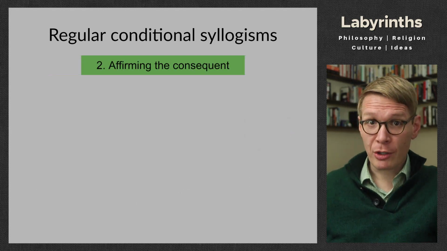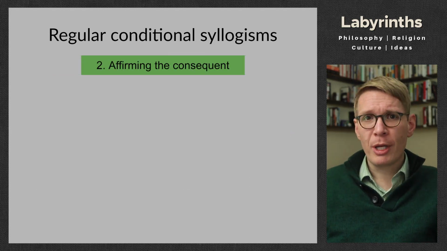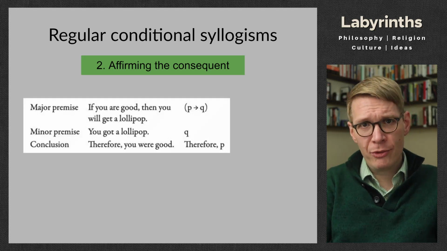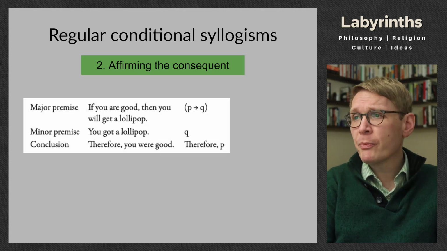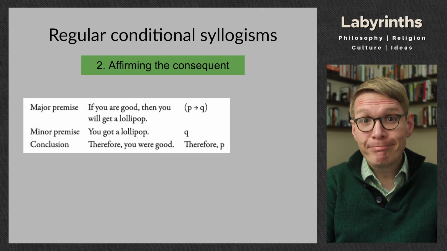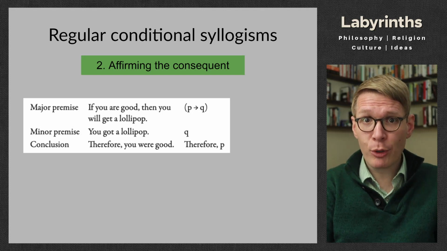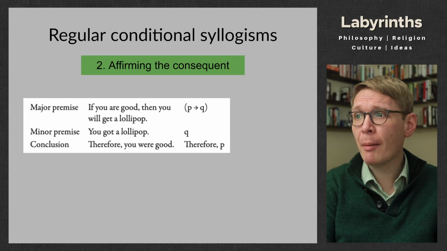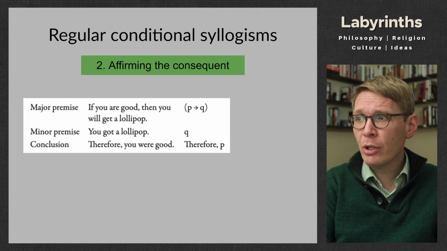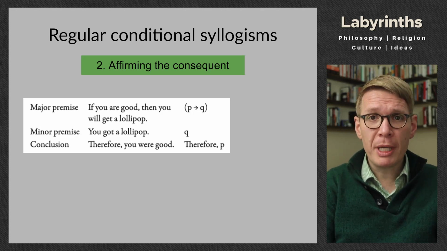A second logical possibility is to affirm the consequent, as we see in this example. If you are good, then you will get a lollipop. Same premise, major premise. You got a lollipop. Okay, so that's the information I'm bringing to bear on this, right? I happen to know that, in fact, the child did get a lollipop. Therefore, I conclude you were good. Therefore, P. Right?